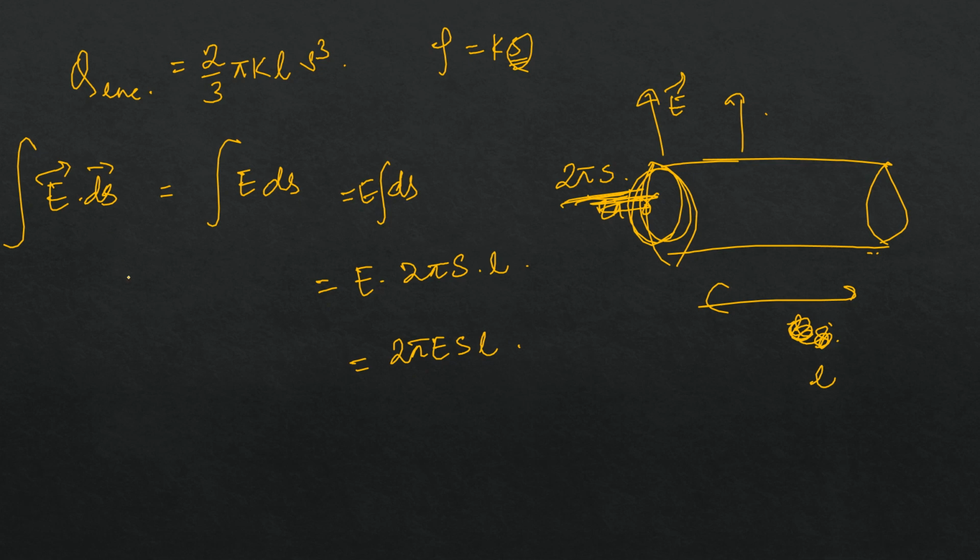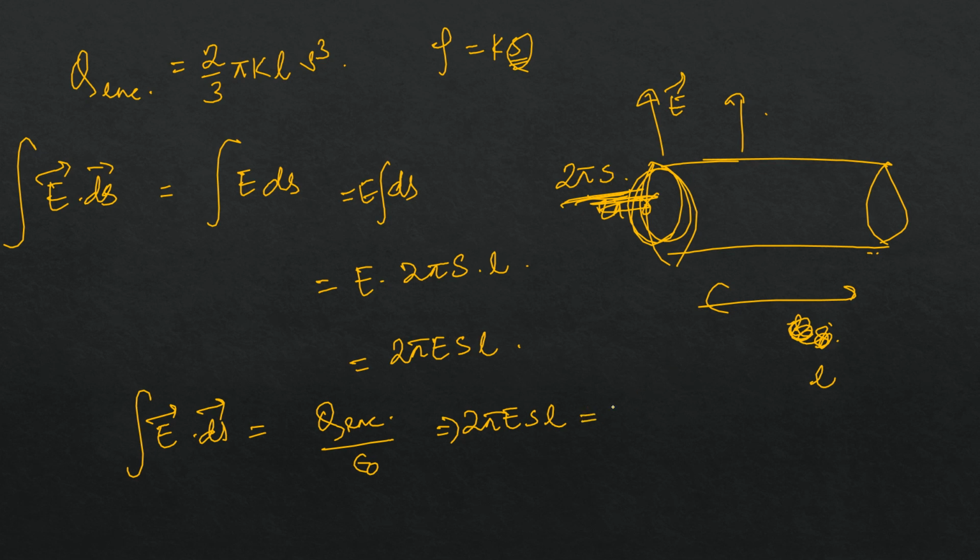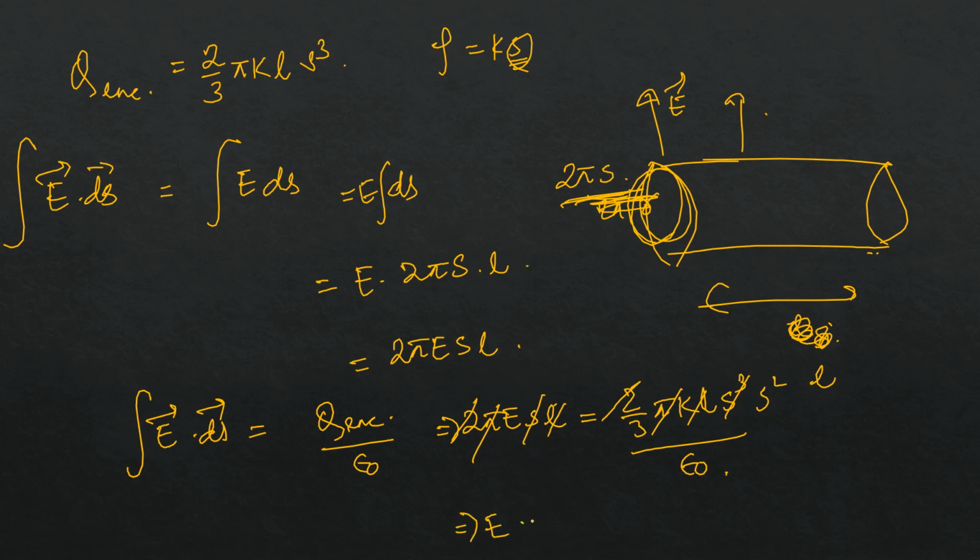Alright. So this is your E dot dS. We know E dot dS is equal to q enclosed by epsilon naught. So 2 pi E S L is equal to 2 by 3 pi K L S cubed divided by epsilon naught. Okay, pi got cancelled, 2 got cancelled. So S will be S square, L got cancelled. So E is equal to how much? E is equal to K S squared by epsilon.